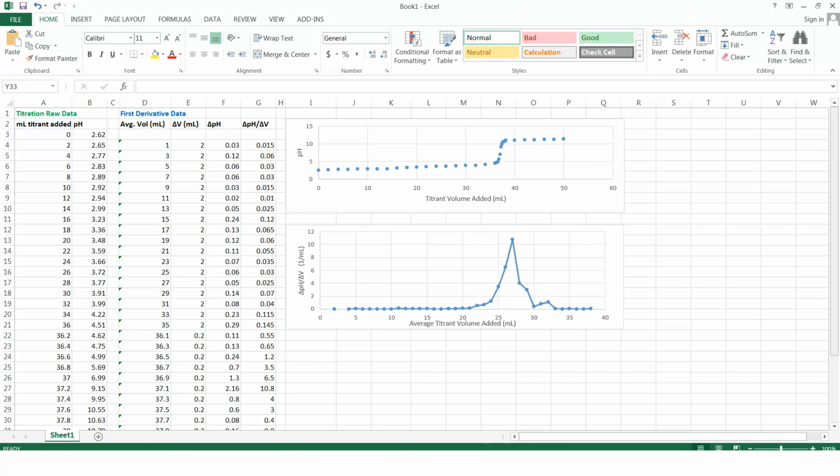To plot the first derivative, you're going to need to calculate the columns shown here. The average volume is the average of 2 data points. Delta V is going to be the difference between the second of those points and the first of those points. So if they're 2 milliliters apart, delta V is going to be 2. If they're 0.2 milliliters apart, it will be 0.2. Delta pH is the change in the pH corresponding to the 2 data points that you average for that volume, and then you divide delta pH by delta V, and that's what's going to be on your y-axis. The average titrant volume is going to be on your x-axis. So you're taking a first derivative of your data.